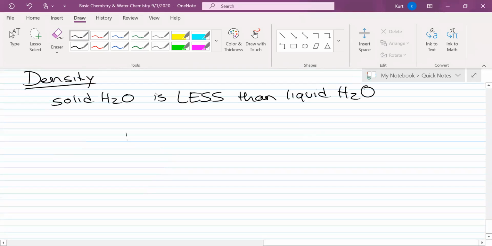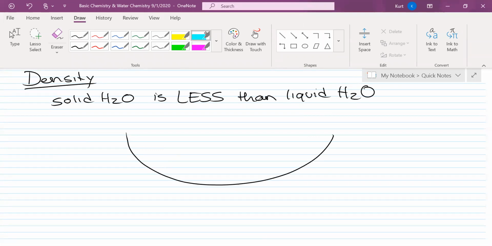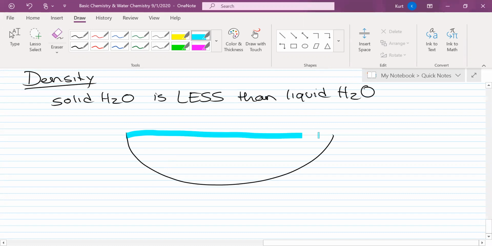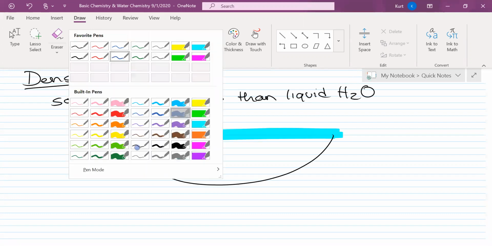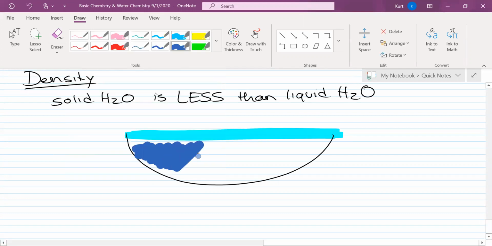So when we have a lake, only the top is going to be ice. The bottom is still going to be liquid water.